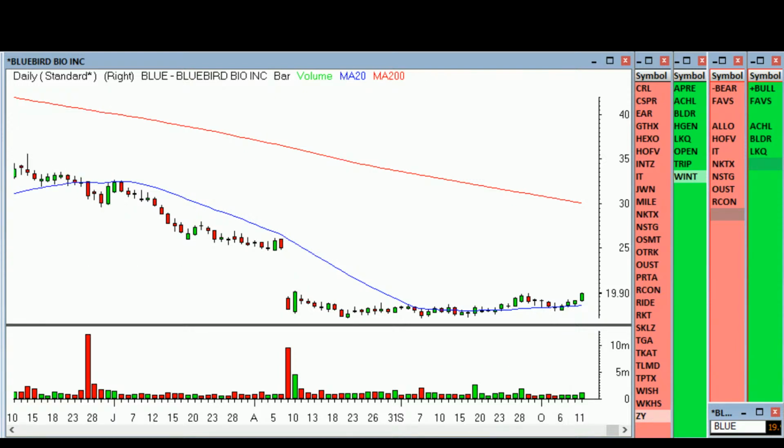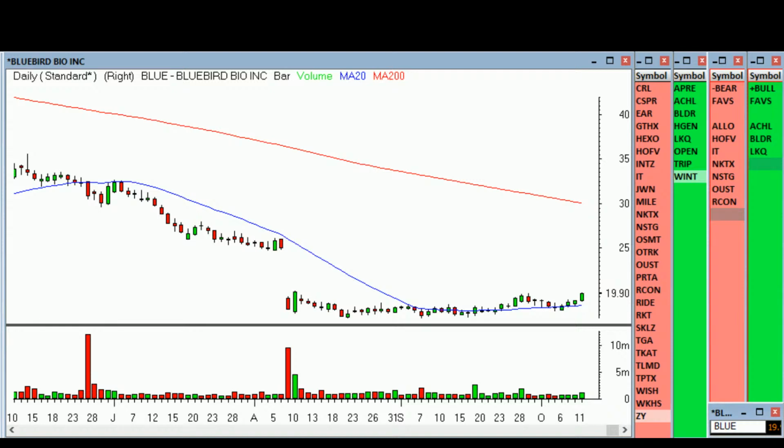So I'm aware of it. I have it in my spreadsheet. Don't love it, but hey, it's off to a good start. And I would trail it bar by bar on the daily chart just so that you don't give back much. That's how I would do it.